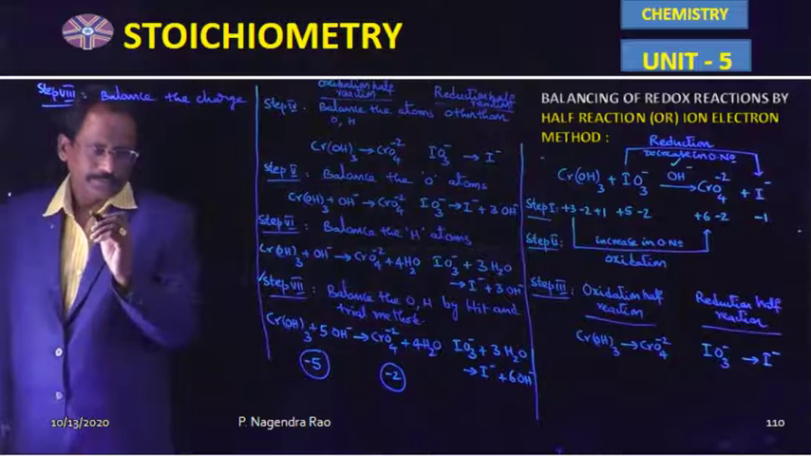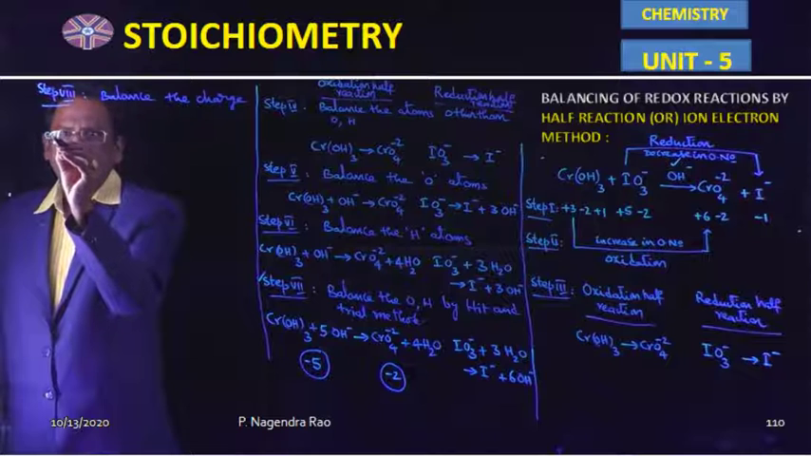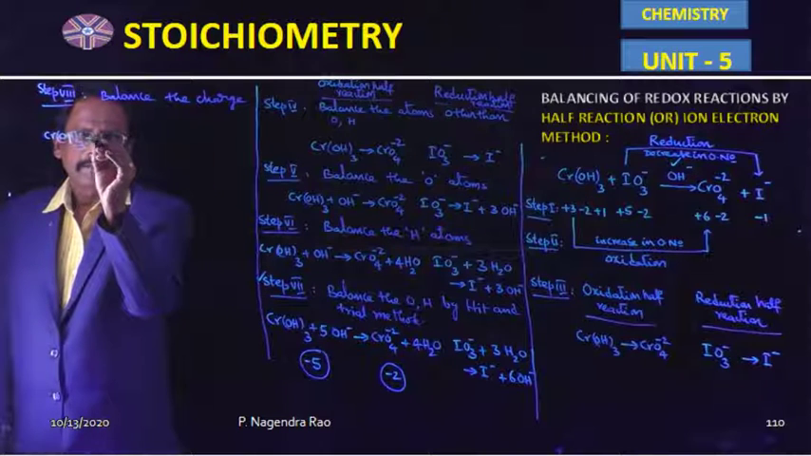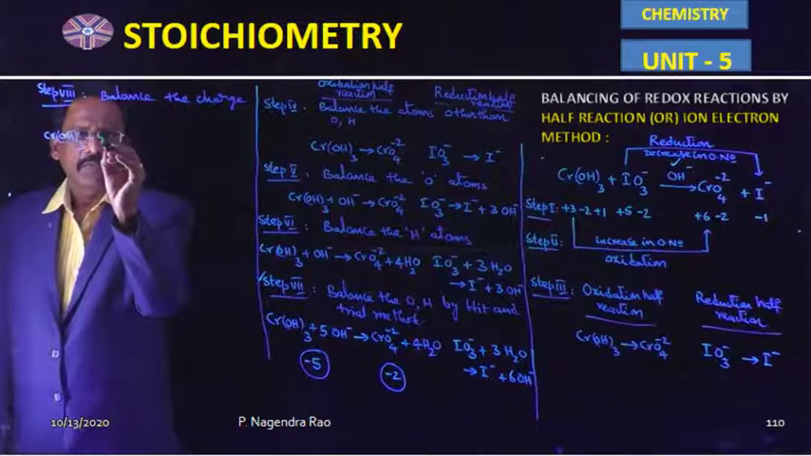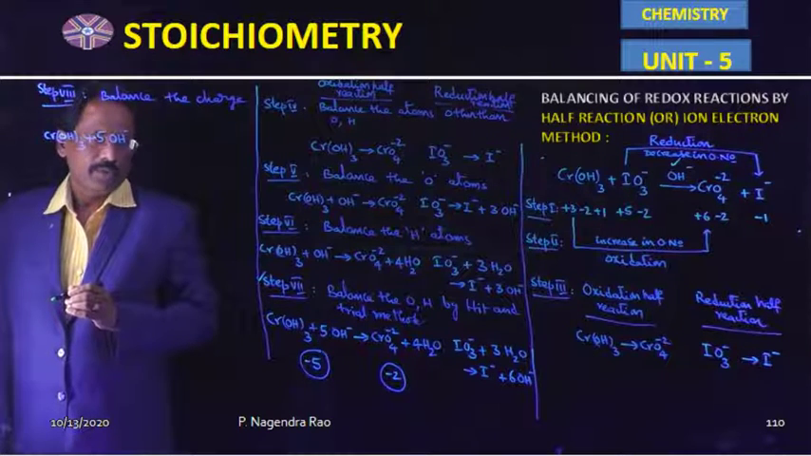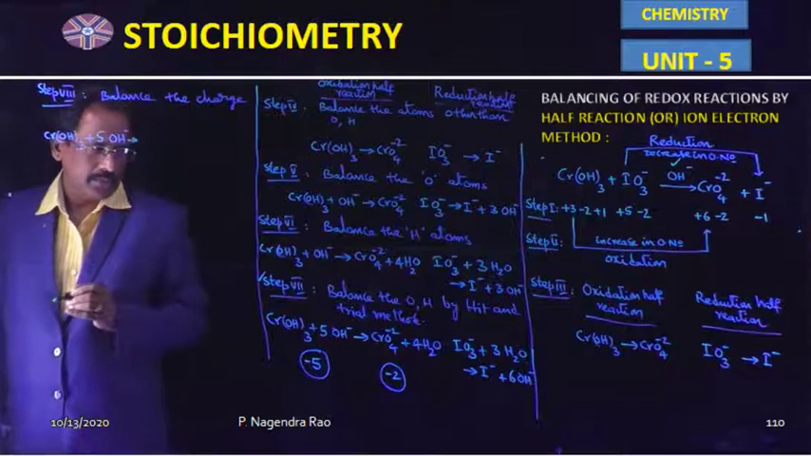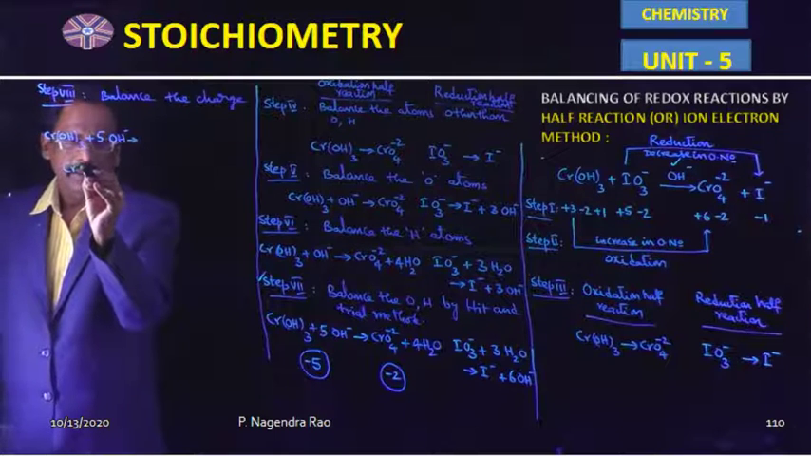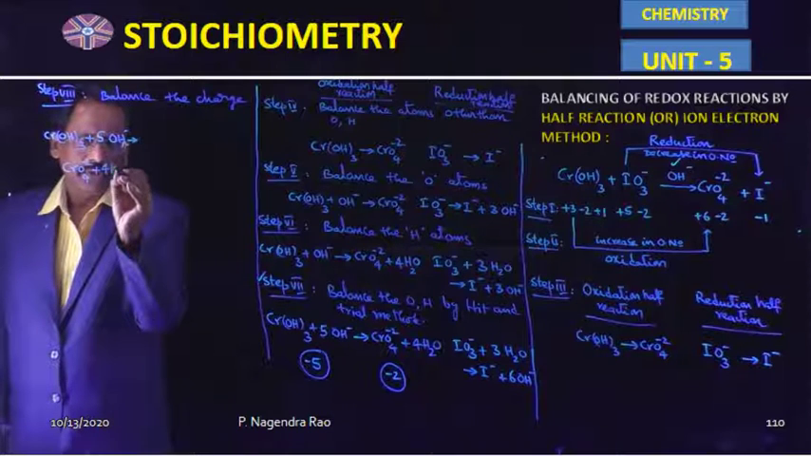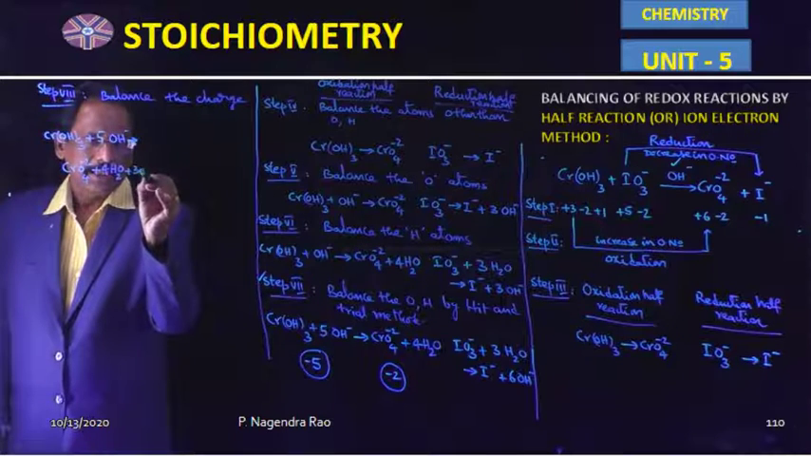So CrOH thrice plus 5 OH minus gives rise to CrO4 minus 2 plus 4 H2O plus 3 electrons.